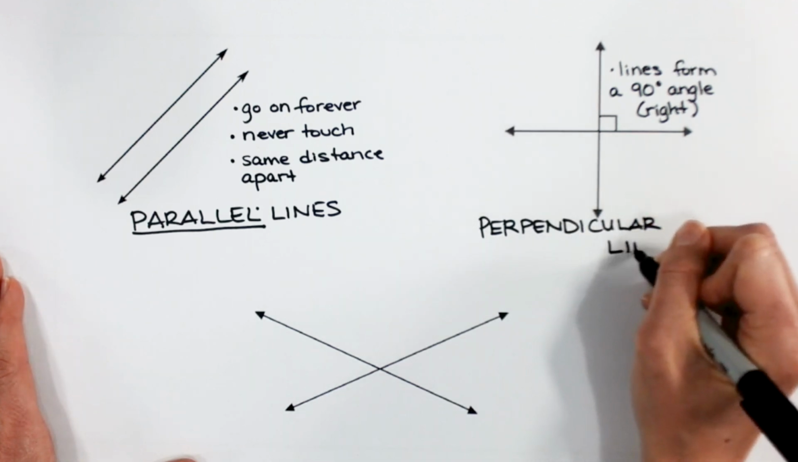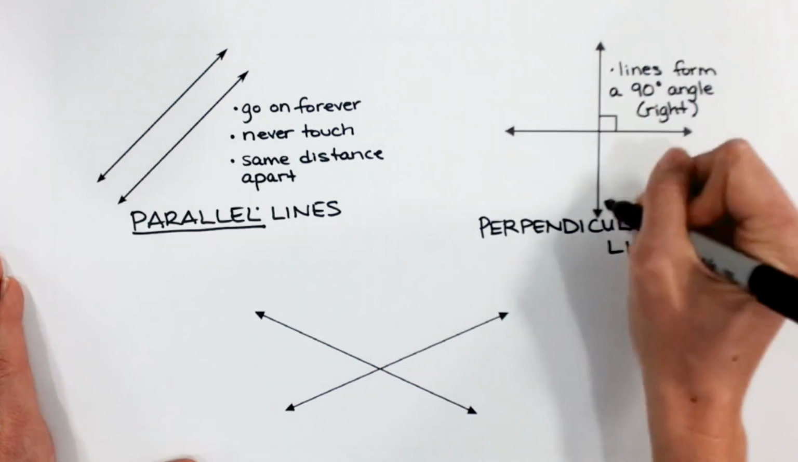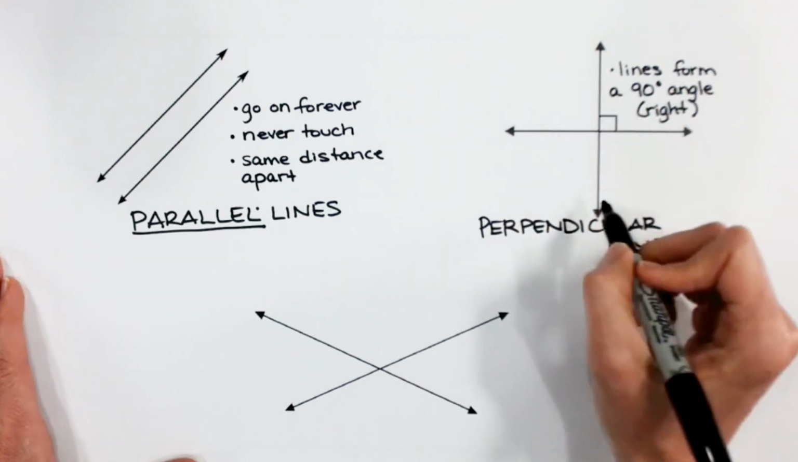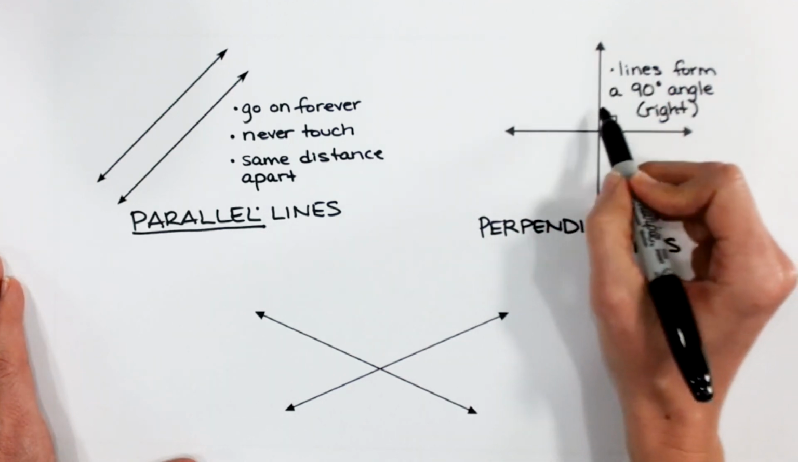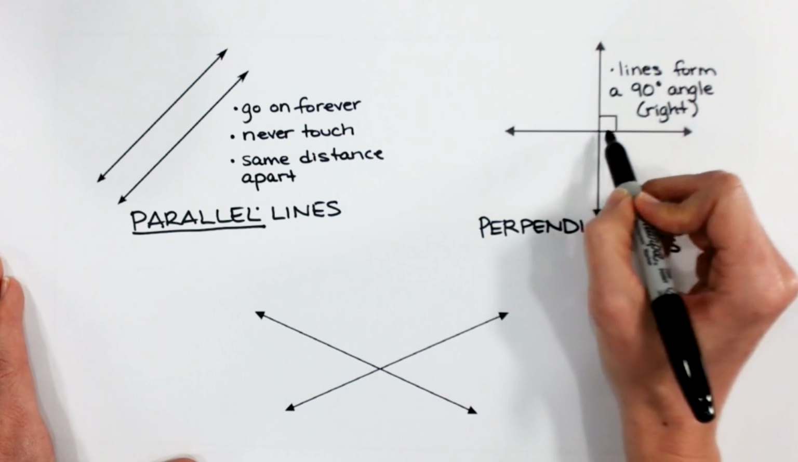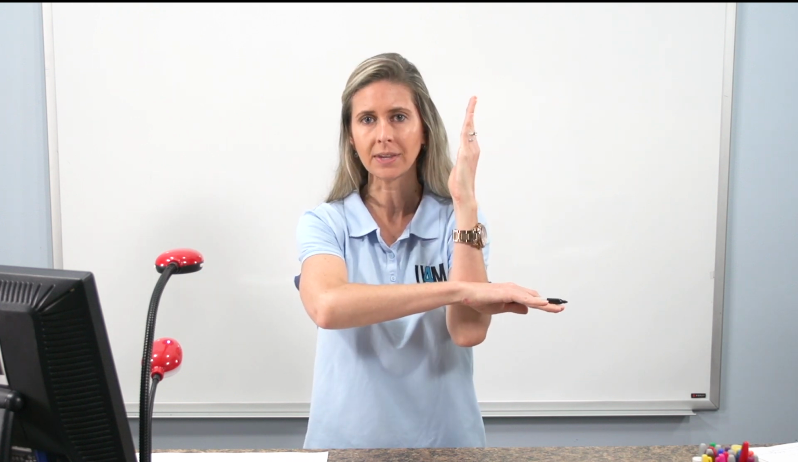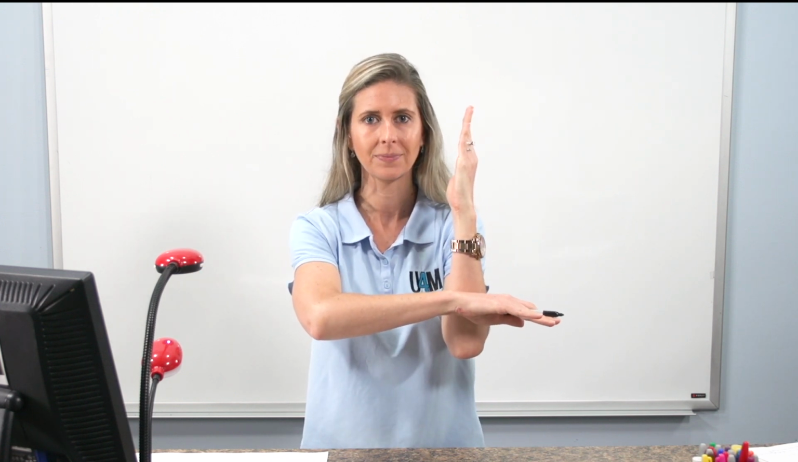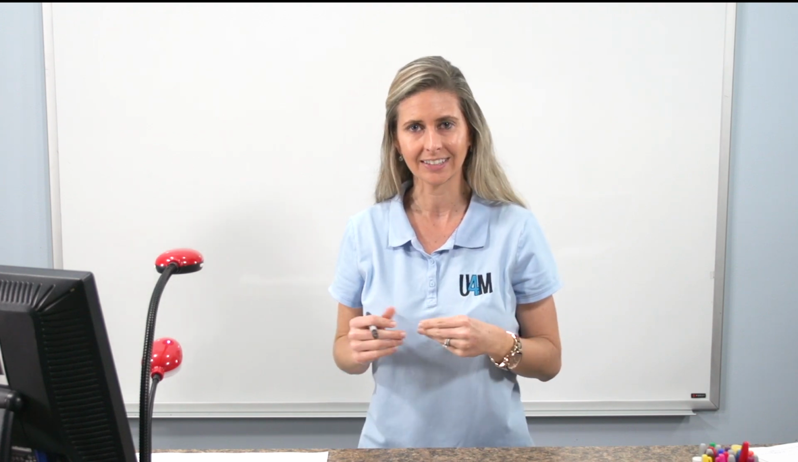So we have perpendicular lines. They're still going on forever, no endpoints, and where they do intersect here, they form this 90-degree angle. So remember, perpendicular lines go on forever in two directions, but they do meet, and when they meet, they form a 90-degree angle.